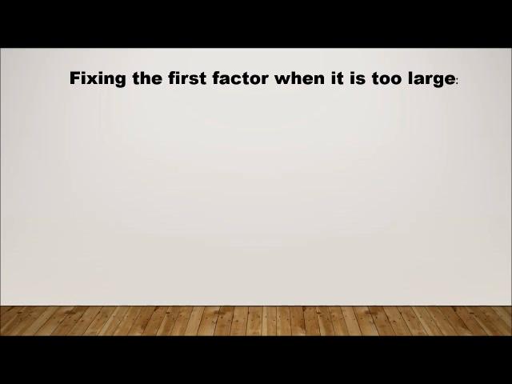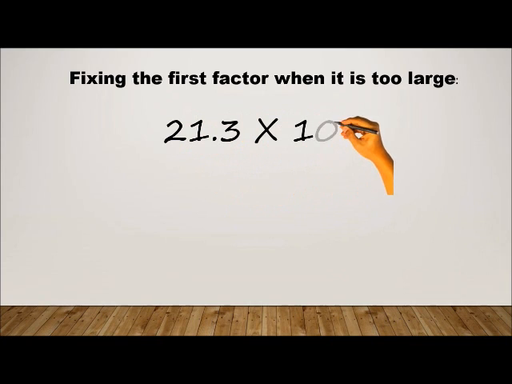The first thing we're going to look at is how to fix the first factor when it is too large. Let's pretend like we've just solved a problem in scientific notation and we get the answer 21.3 times 10 to the 4th. I can quickly see in that first factor that it is too large because if you remember, the rule is that factor has to be 1 or larger but also less than 10. It is 1 digit too large.